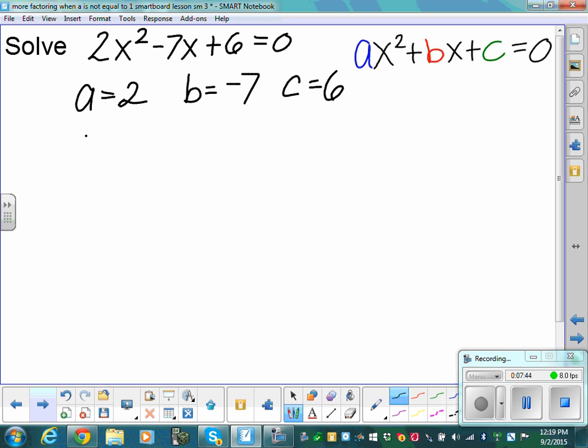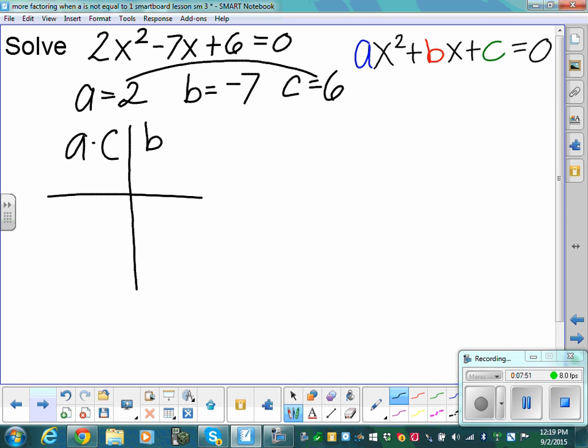Okay, so I need numbers that multiply to be a times c and add up to be b. a times c would be 12. 2 times 6 is 12, and b is negative 7. Then we're going to go through and start listing out our factors of 12: 1 times 12, 2 times 6, 3 times 4, and then 4 times 3. That wraps back around, we already have listed 3 and 4, so we don't need to list 4 times 3 as well. Go through and see which ones could possibly add up to be negative 7.